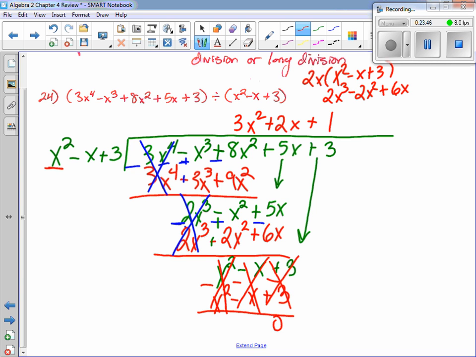everything cancels because it's the exact same. x squared minus x squared is 0. So it does divide evenly. And this here is the final answer. If we had a remainder, we would just add on to the remainder whatever we're dividing by.